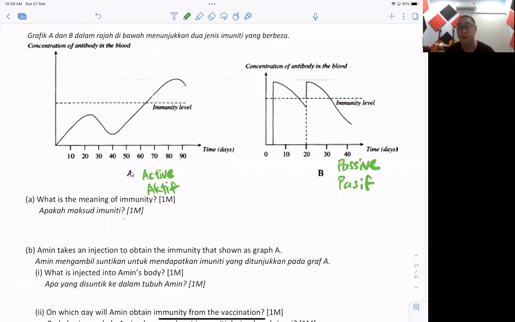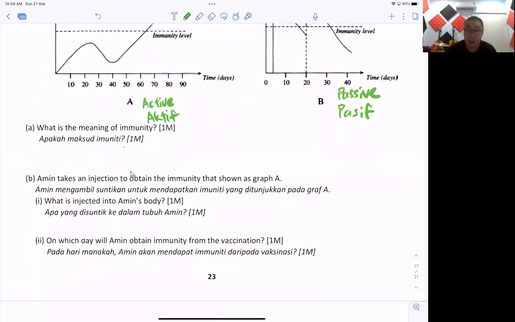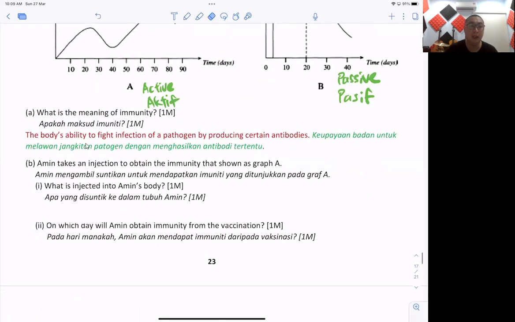Okay, so this is what happened just now. So what does it mean by immunity? Remember, immunity is the ability to fight diseases. The body's ability to fight infectious disease or a pathogen by producing certain antibody. Or in BM, keupayaan badan untuk melawan jangkitan patogen dengan menghasilkan antibody tertentu.